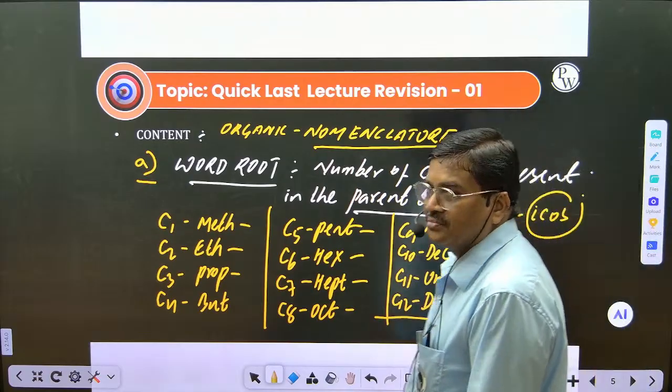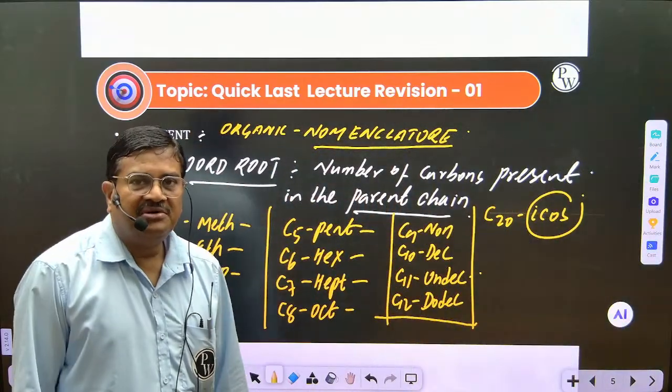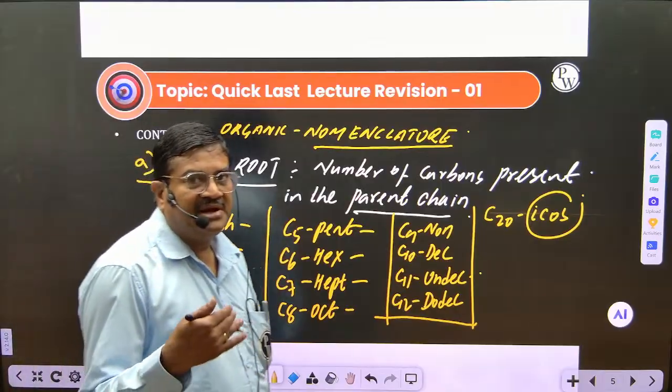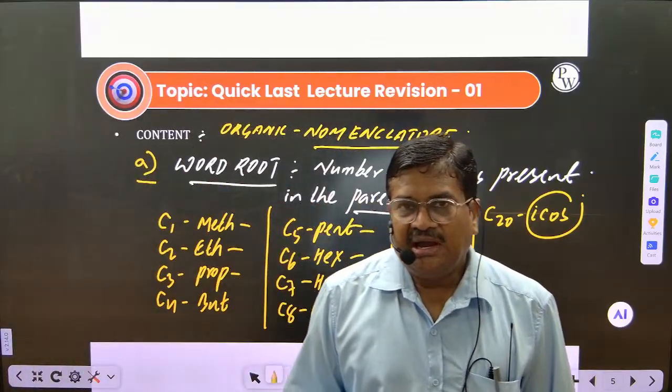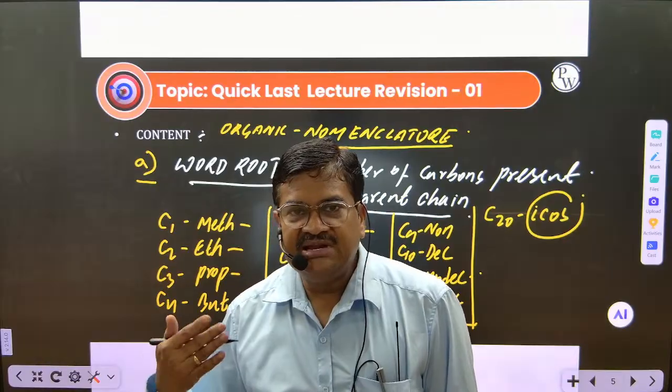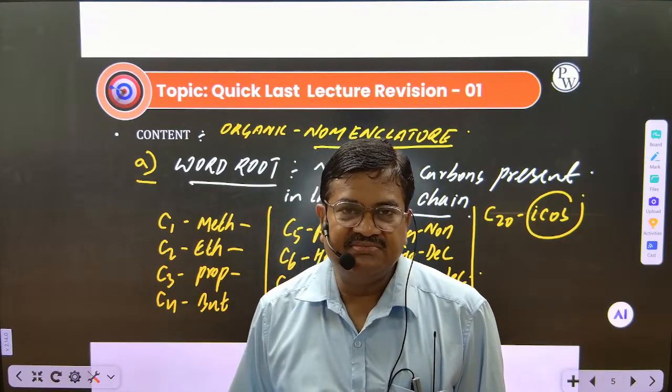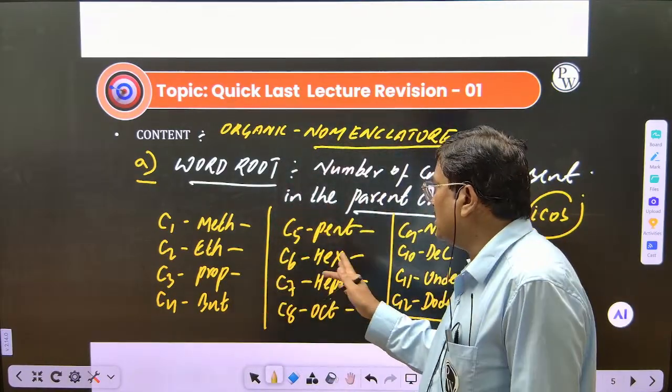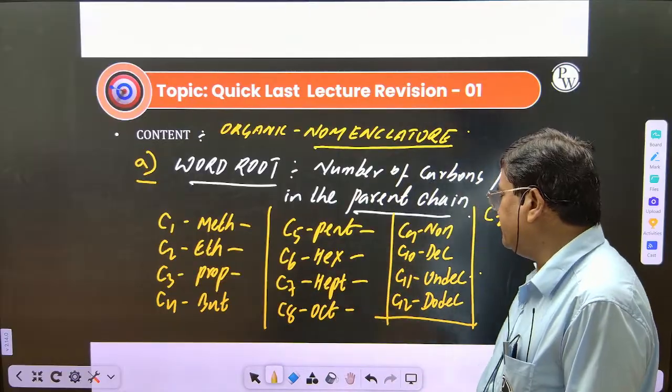Clear? So that's all about word root. Now the word root is followed by what? Suffix. And in the suffix, as I told you, there will be a primary suffix and a secondary suffix. Understood up to here? Now we go to suffix, students.